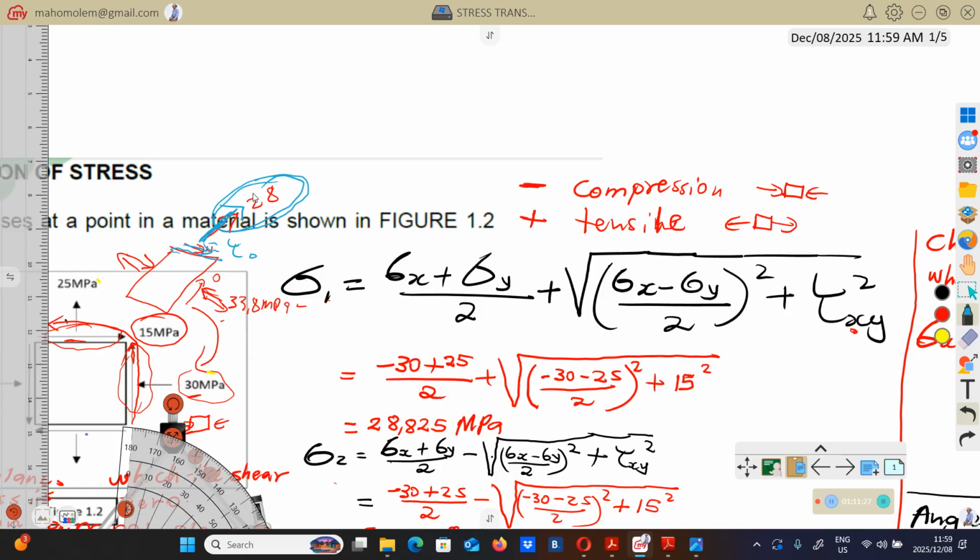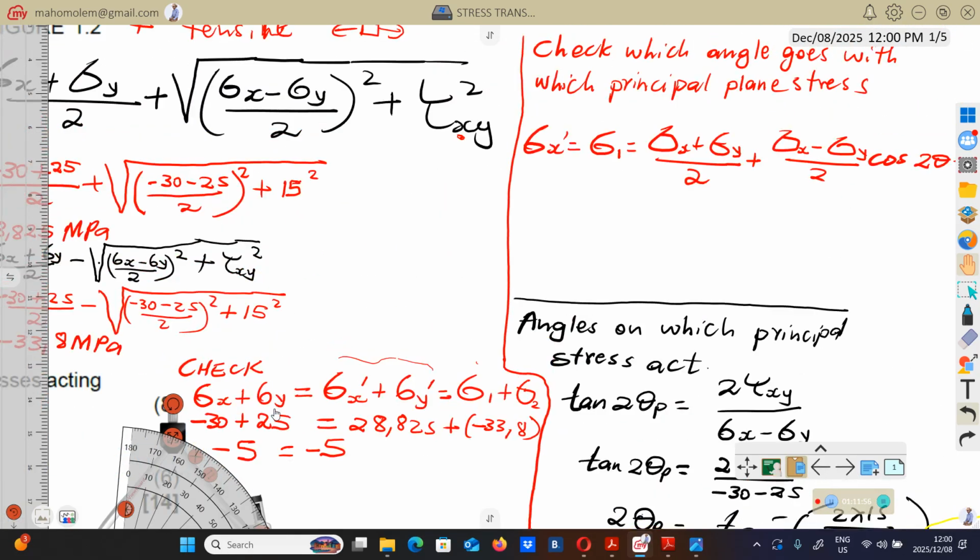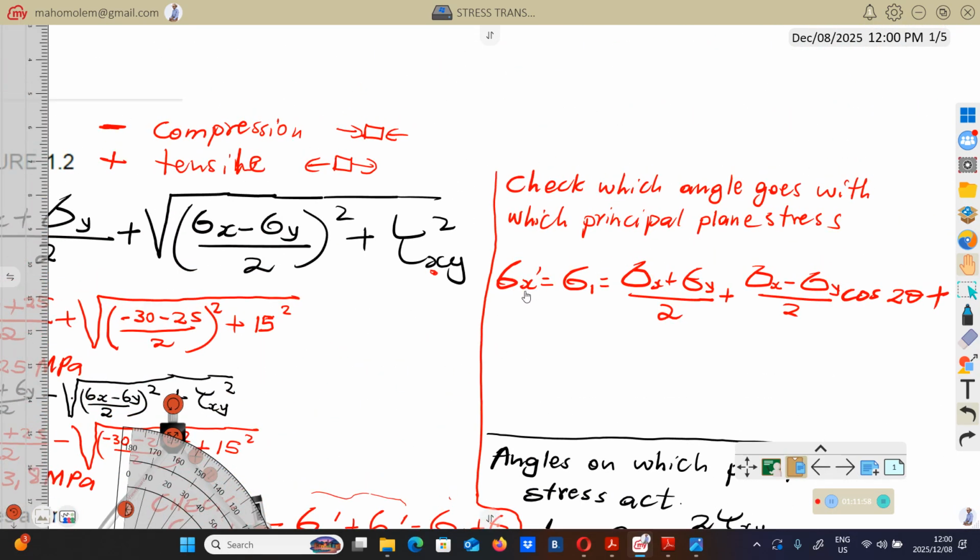So this 28 is going to be normal stress. Why? Because it's acting perpendicular to this. So this 28 is normal stress. But at the same time, this 28 is acting on a plane where the shear stress is zero. So that means that this 28 as well is what? It's principal stress. So I was coming here. The normal stress equals principal stress.